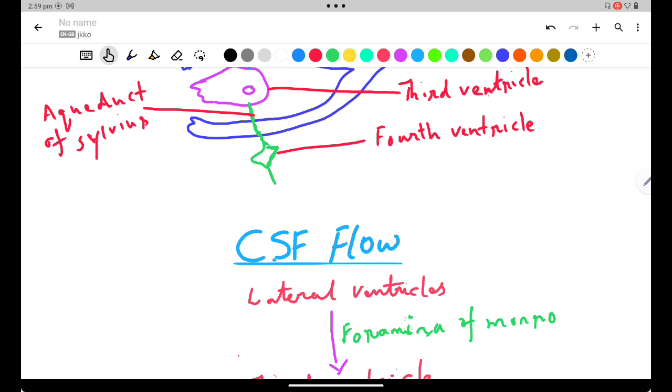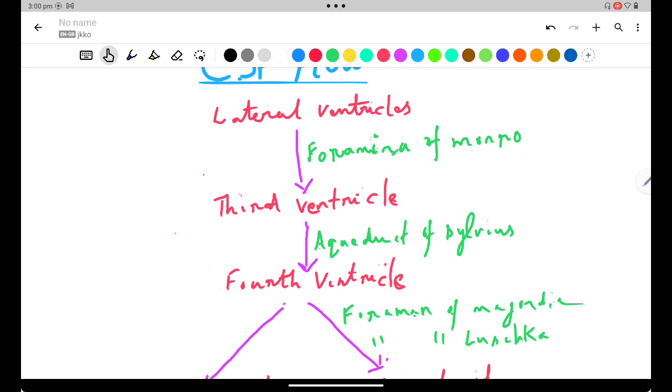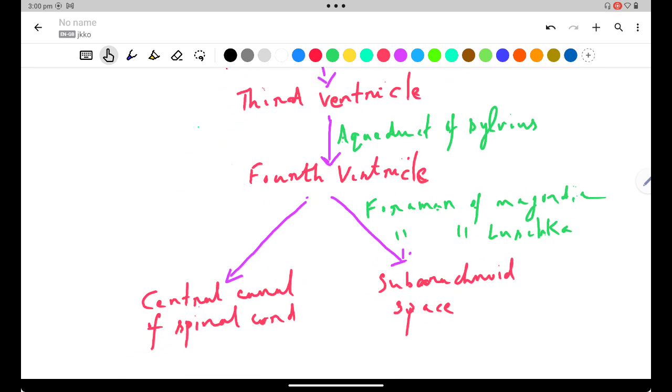Coming to the circulation of CSF, I already told that it flows through the ventricles into the subarachnoid space by median and lateral apertures. So if we say the flow, from the lateral ventricles it flows to the third ventricle through foramen of Monro, then third ventricle to the fourth ventricle through aqueduct of Sylvius, and from fourth ventricle it flows to the central canal of the spinal cord, and also some will flow to the subarachnoid space. This flow from fourth ventricle to subarachnoid space happens through foramen of Magendie and foramen of Luschka. So in that way this cerebrospinal fluid flows through the ventricles and then it's going to be absorbed.